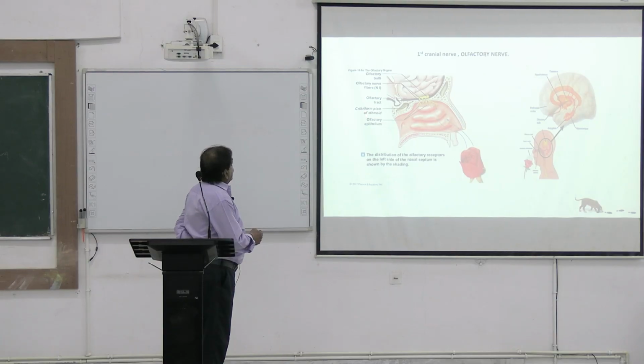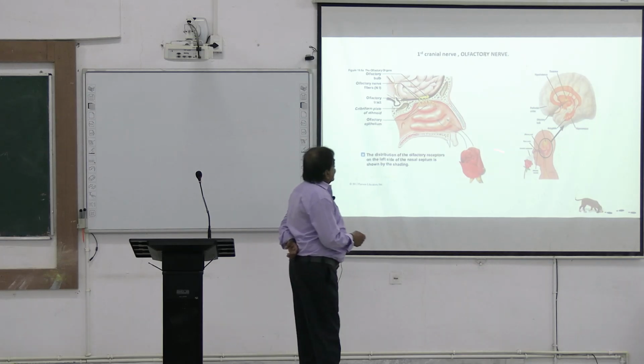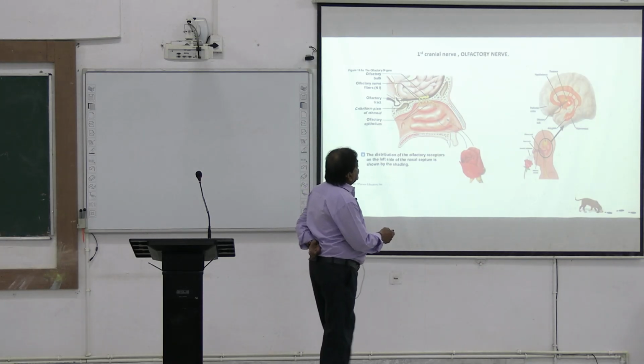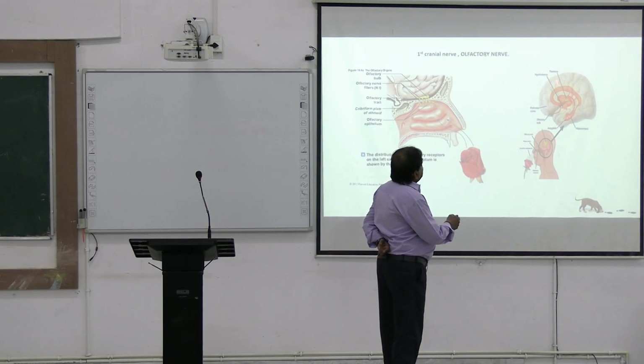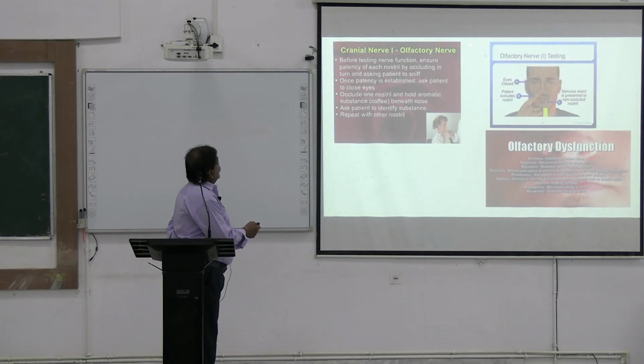Now, the olfactory epithelium. The distribution of the olfactory receptors on the left side of the nasal septum is shown by shading. And this is the connection with the brain: the thalamus, the hypothalamus, prefrontal cortex, olfactory bulb, amygdaloid, hippocampus, and cranial nerve 1, olfactory nerve.